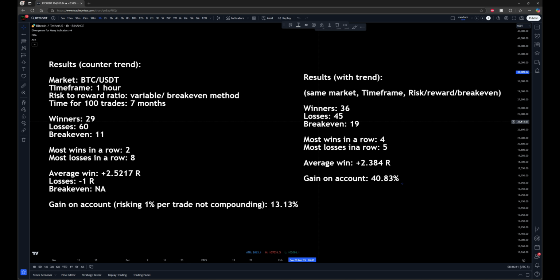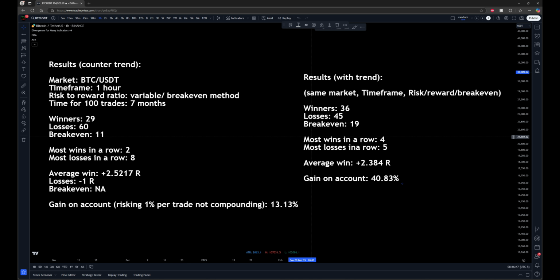Now, let's compare that to the results with the trend. So same thing was tested, exact same divergence indicator, the only difference being that we were going with the trend instead of counter trend. Winners were 36, losses only 45, break even 19. So a lot more break even, which means we had a higher chance of getting a move in our favor when we go with the trend, enough to go break even at 1 to 2 risk to reward ratio or at new highs, giving us a trend continuation. So we have a higher chance of getting a follow through move that gives us at least 1 to 2 risk to reward ratio than we do having a loss.